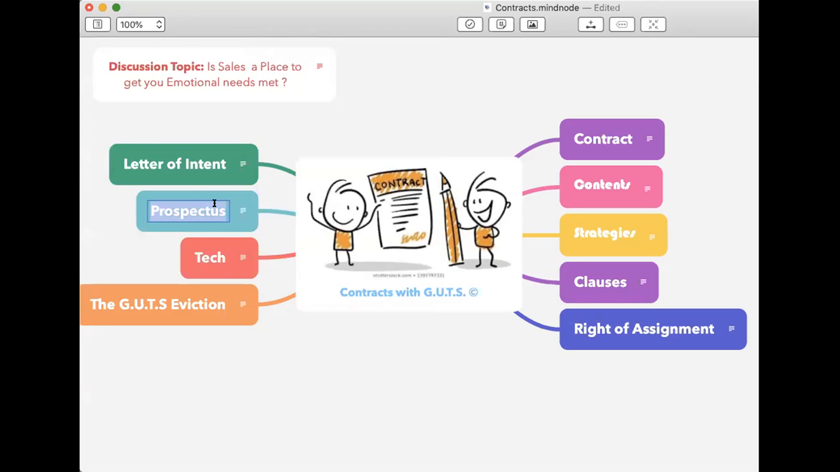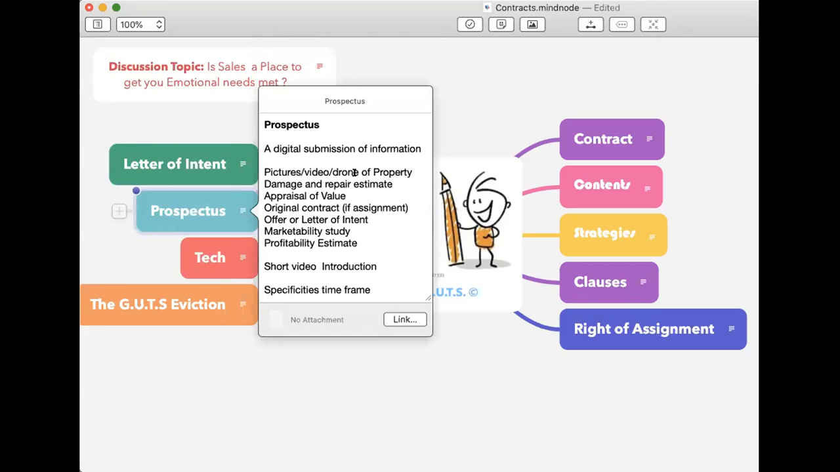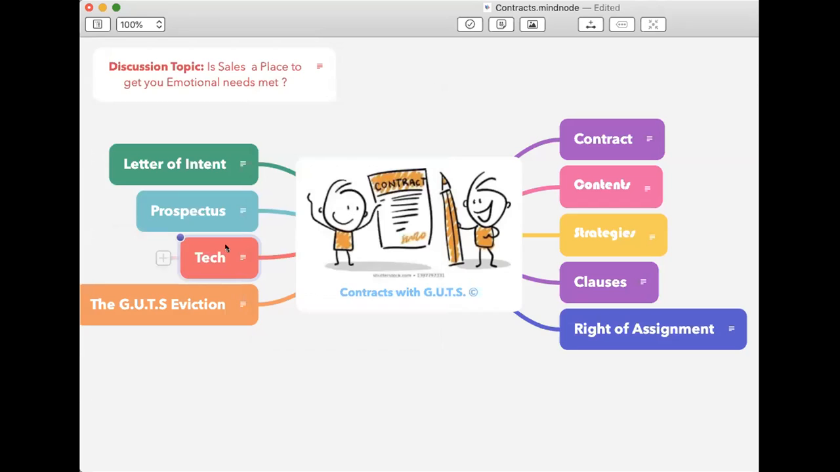I use prospectuses. Basically, when I'm selling a contract to somebody, I put together a prospectus with the contract, pictures, marketability study, profitability estimate. It can be a short video. It can be a drone video. I want to sell this to another person, so I want to put together a beautiful brochure, or what I call a prospectus, so that I can sell this property. So I can send it to the investor, or whoever I'm the assignee that I'm selling the contract to. That's something next year I think we'll spend some time on.